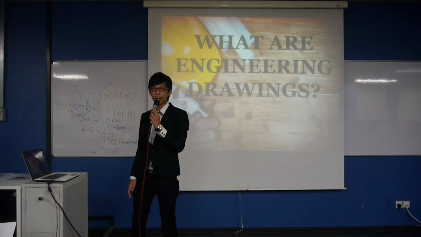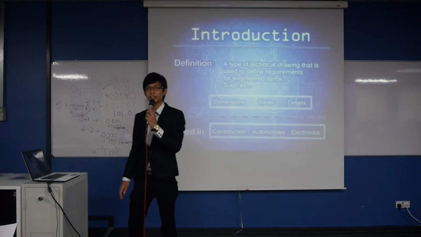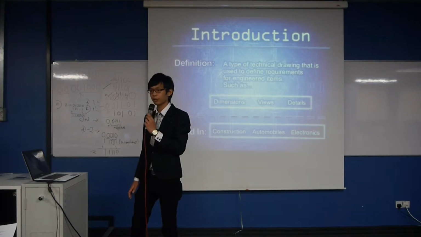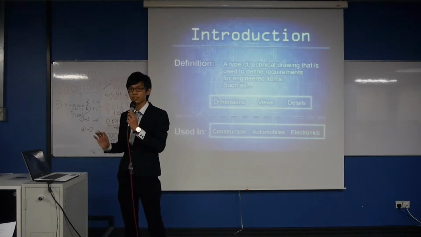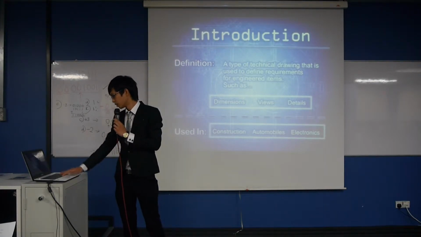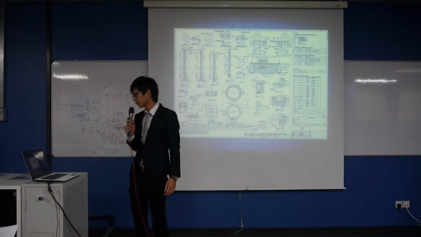So, what are engineering drawings? Well, engineering drawings are actually technical drawings that are used to define requirements for engineered items such as dimensions, views, and details. They are used in multiple fields such as construction and automobiles. This is how an engineering drawing looks like.